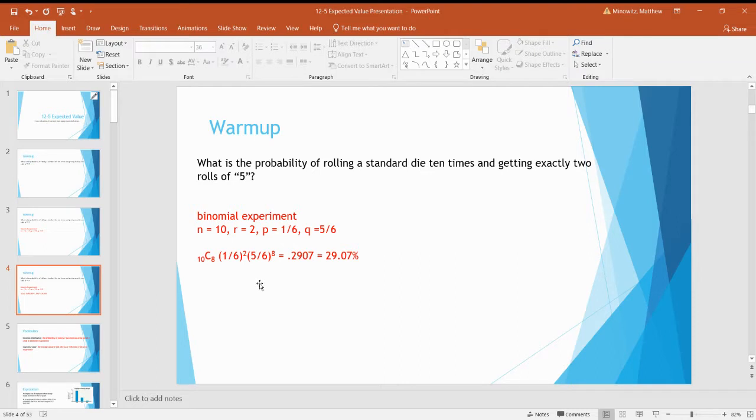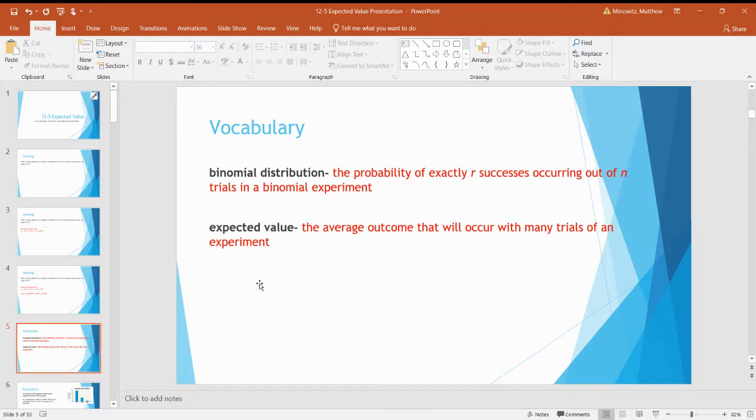So there's about a 29% chance that if we roll a die 10 times, we're going to get exactly 2 fives and 8 others. Now today we're going to use more binomial distribution, and it's going to help us find expected value. An expected value is, in the simplest terms, a weighted average.